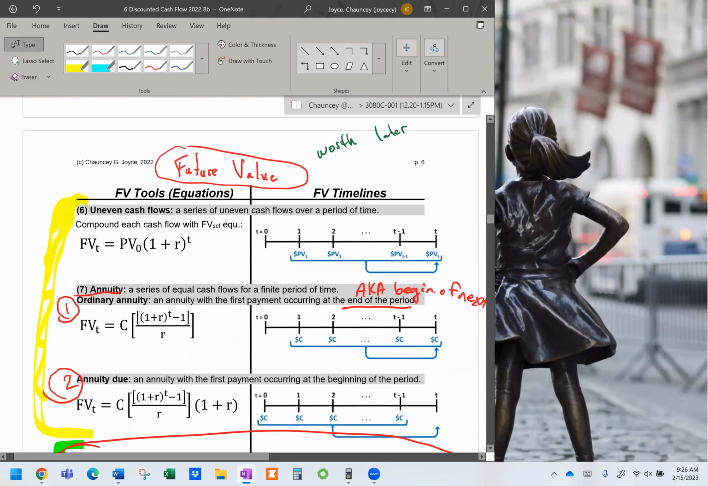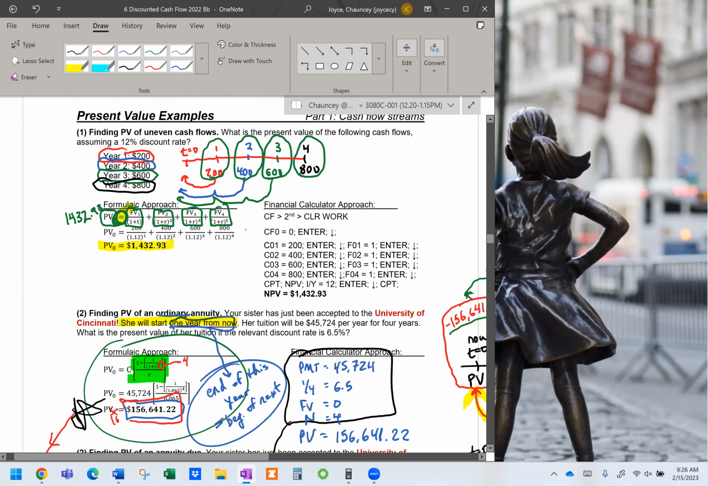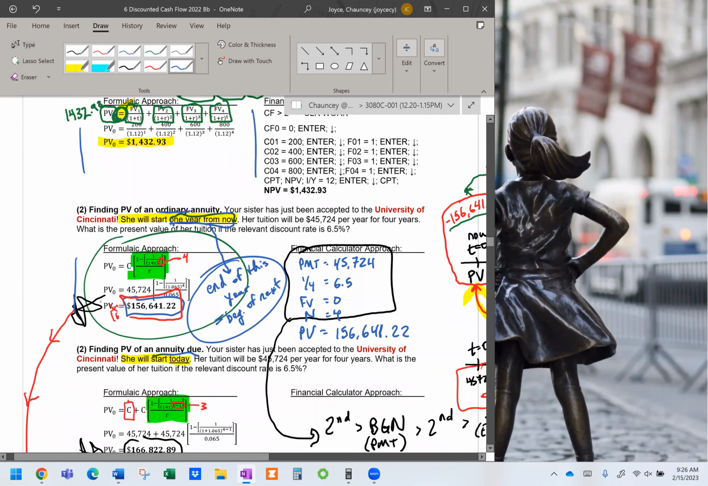So page 5 was all your present value equations. Page 6 are all your future value equations. So in the previous lectures, we've actually used the equation on each problem. So we've done one of each example already, both formula as well as financial calculator approach.